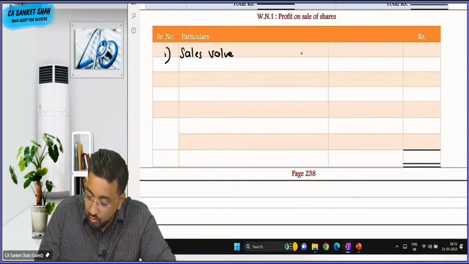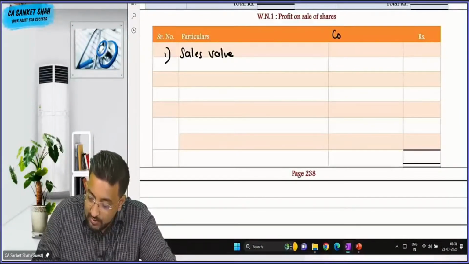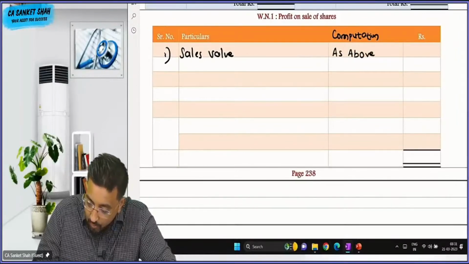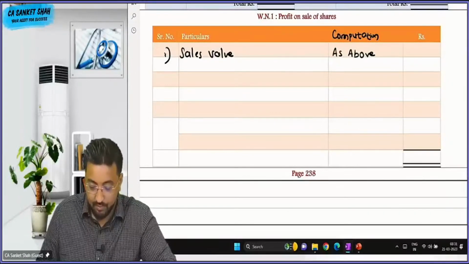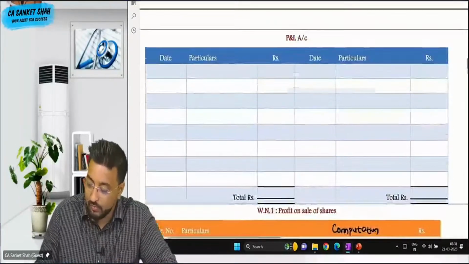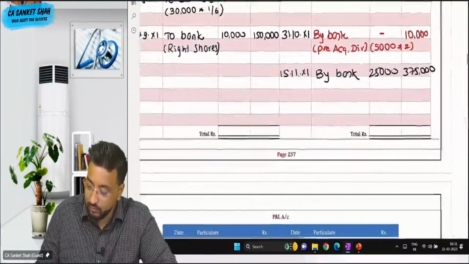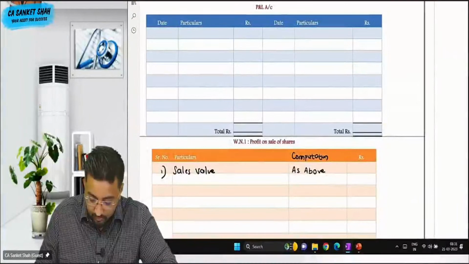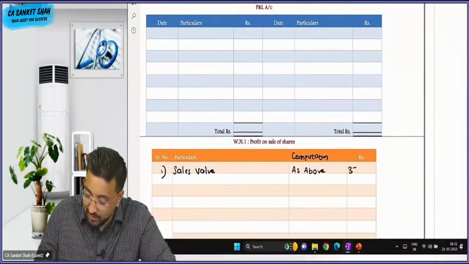Sales value, profit on sale of shares. Serial number, particulars, computation, rupees. Sales value as above. What is the value? 3,75,000.